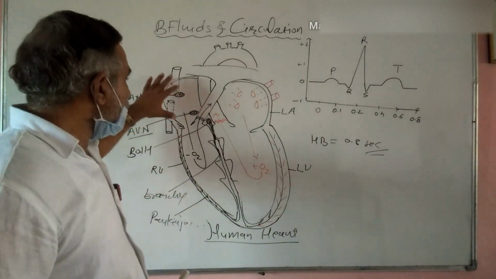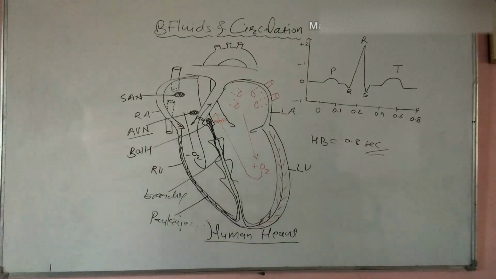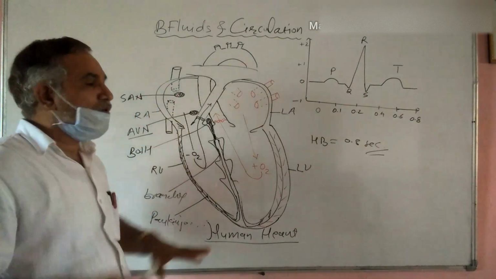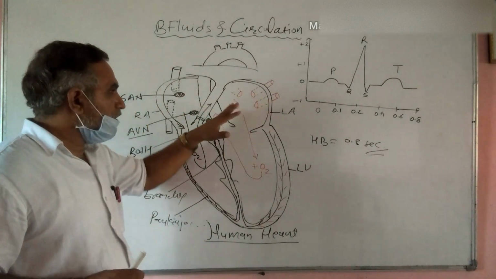In this way, a wave of contractions is initiated by the sinoatrial node. That is the main event here. Because of that, what happens?